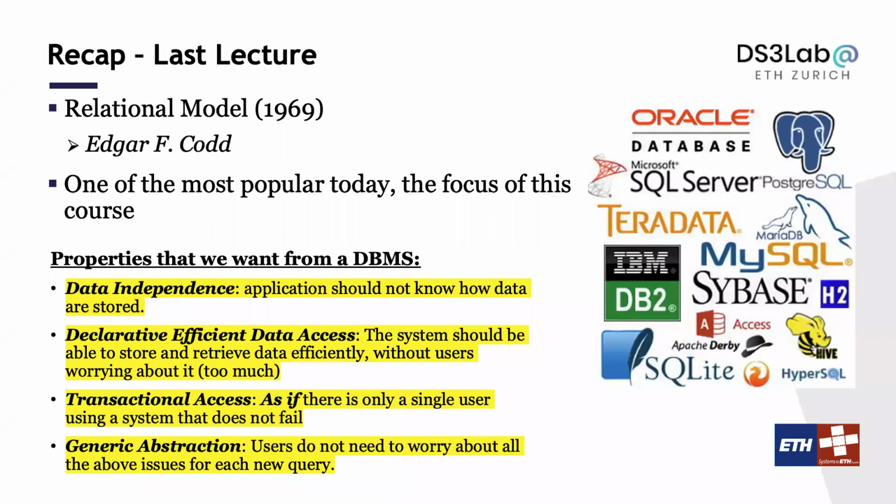And we want the database to provide a generic abstraction. The user should not need to worry about all of the above properties for each new query. Whenever the user creates a new query, the database automatically deals with all those properties. So these are the four properties we want from a database management system, and they are the motivation behind the relational database: to provide one way to handle your data that satisfies all those properties.